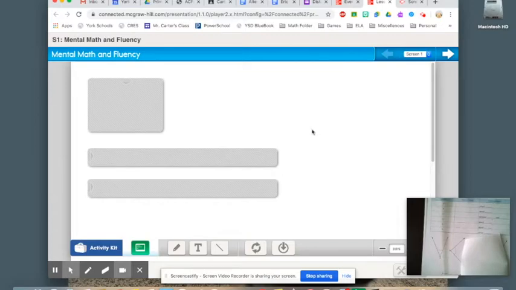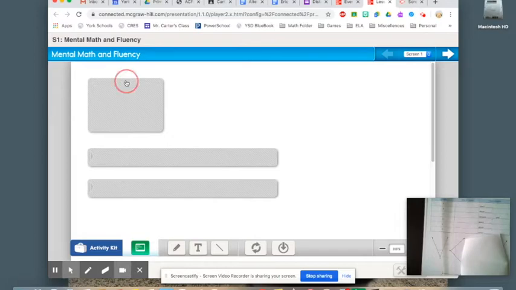Lesson 6.9 for math. If you don't have a paper and pencil handy, you're going to need that. We're going to do a little bit of slate work, so go ahead and pause the video. I'll give you a minute to go grab a piece of paper and a pencil to do this.